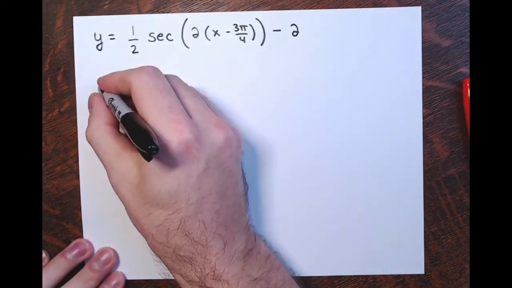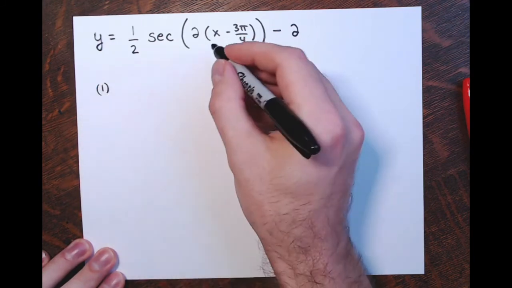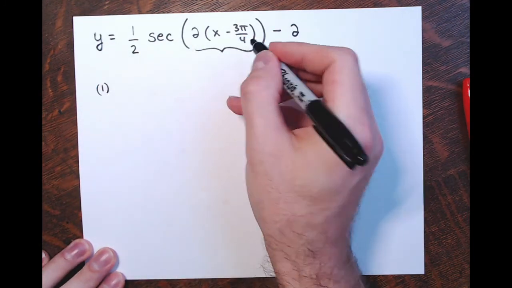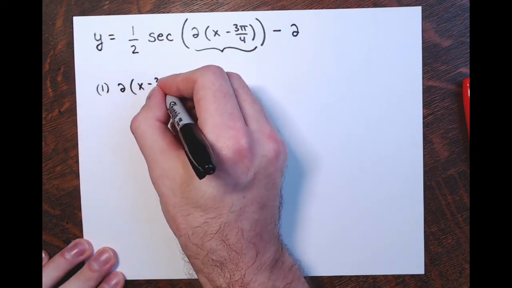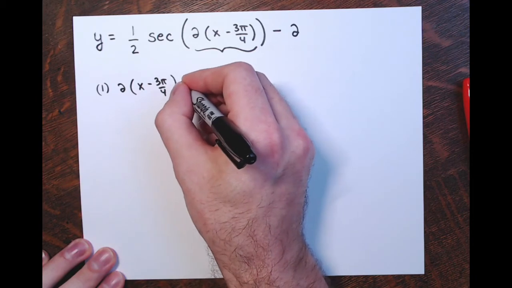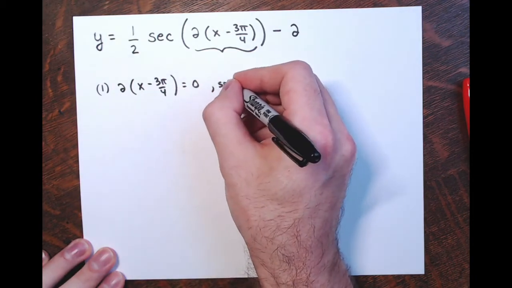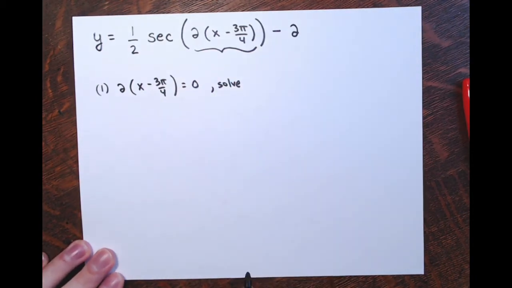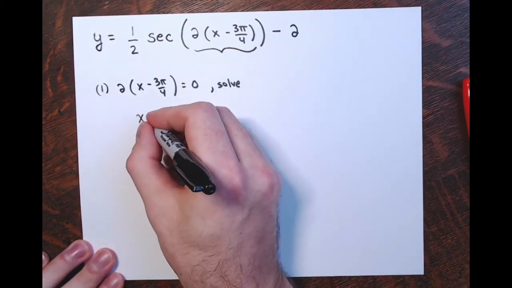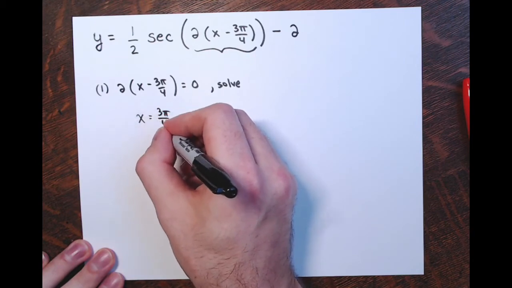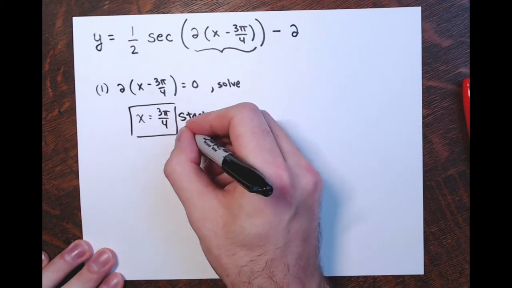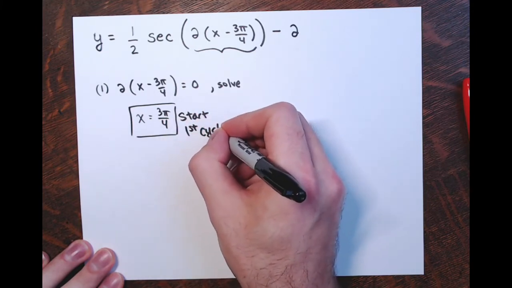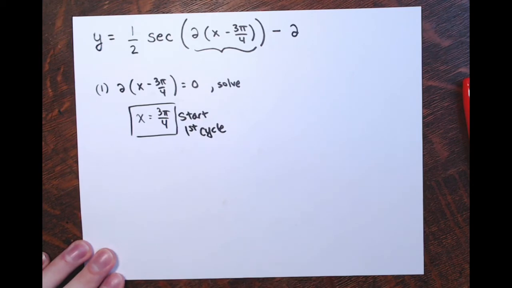So same steps. First, I take the expression inside the trig function, this 2 times the quantity x minus 3 pi over 4, and I set it equal to 0, and I solve this for x, and that'll tell me where I'm going to start drawing my first cycle. So that would clearly be at x equals 3 pi over 4. All right, so here is where I'm going to start drawing my first cycle, the first period of this graph.